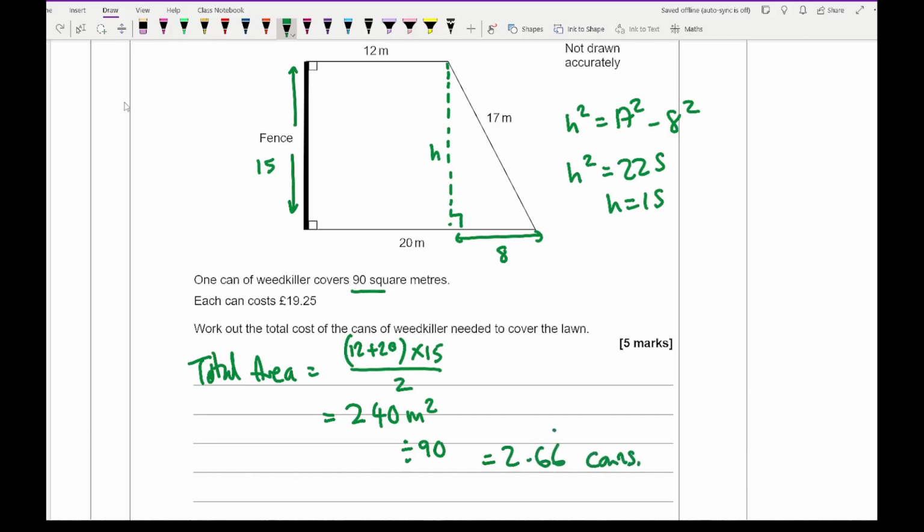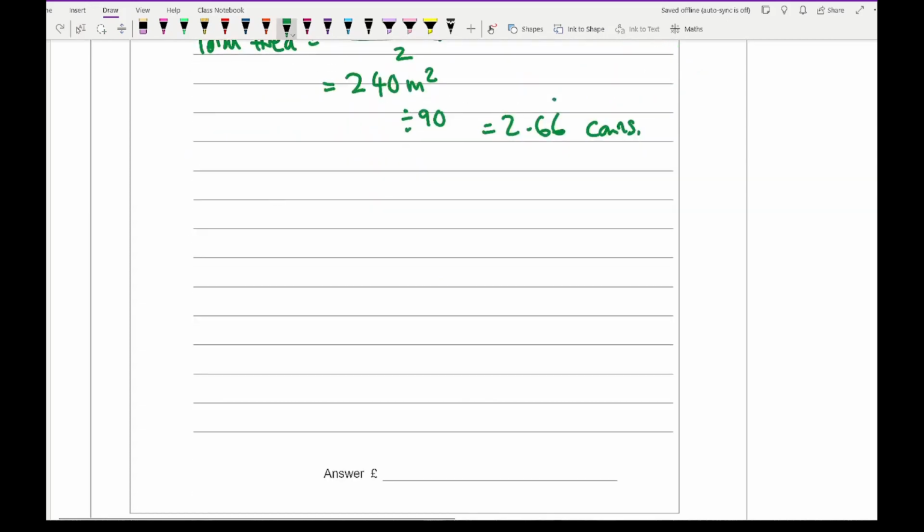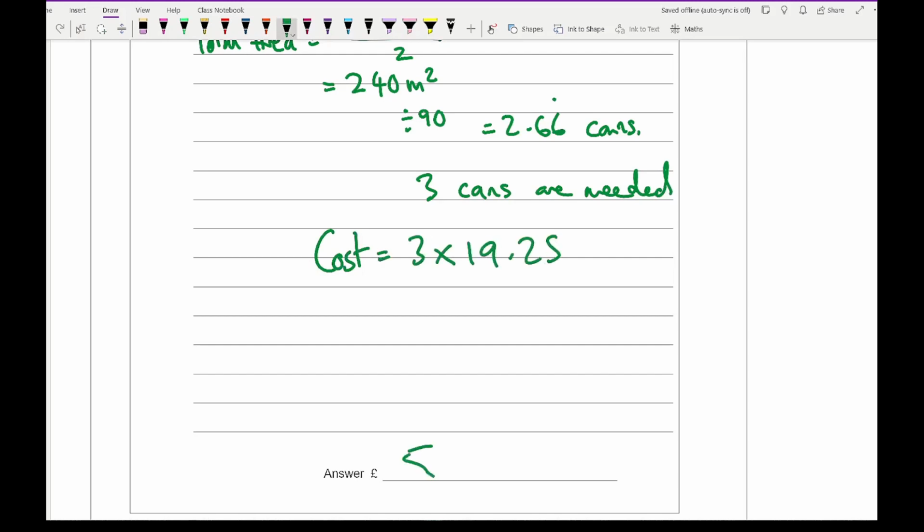Now obviously you can't go to the shop and buy 2.6 recurring cans, so how many cans am I going to need? Well, I'm going to need 3, so 3 cans are needed. So to work out the cost, it's going to be 3 times 19.25, which gives me a cost of £57.75.